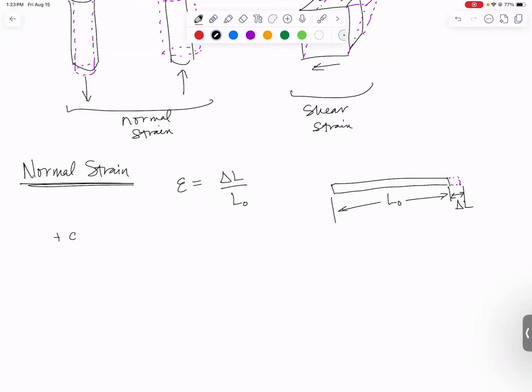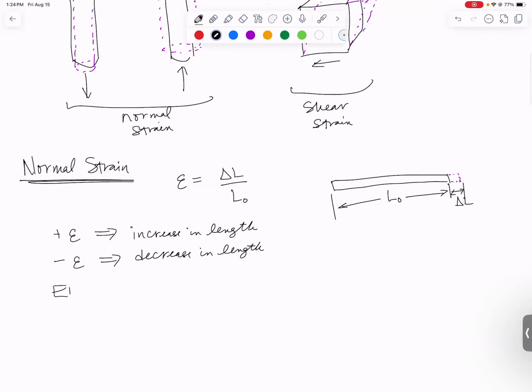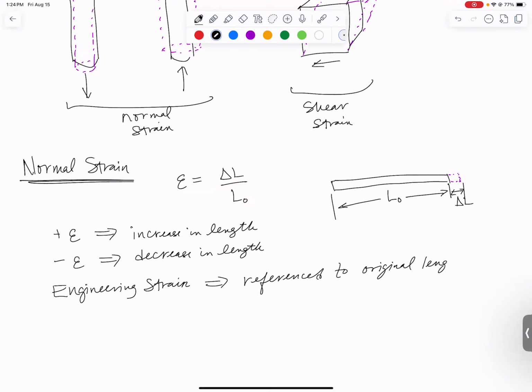A positive normal strain means that you have an increase in length, and a negative normal strain means you have a decrease in length. This strain specifically is what we call engineering strain, and it's because we're dividing it by the original reference length. Engineering strain just means you are referencing your strain to the original length. There's another kind of strain you could calculate where instead of referencing it to the original length, you reference the length change to the new final length.